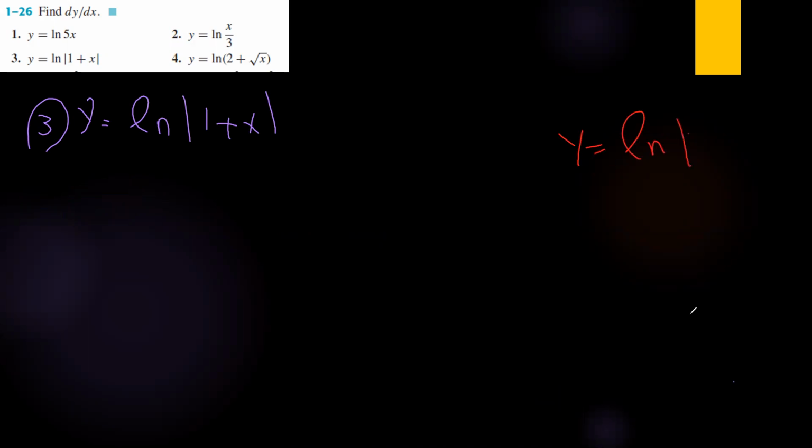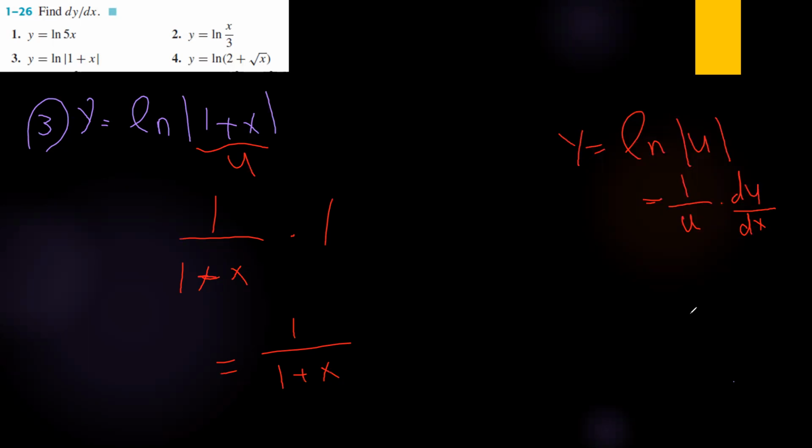Now let's solve number 3. y is ln of the absolute value of 1 plus x. I remind you, if y is ln of the absolute value of u, it is 1 over u times du over dx. It is the same, like the reciprocal. So this is u, so it's 1 over u times du over dx. I mean 1 over 1 plus x times the derivative of 1 plus x. What is the derivative of 1 plus x? 1. Bravo. So it is 1 over 1 plus x.